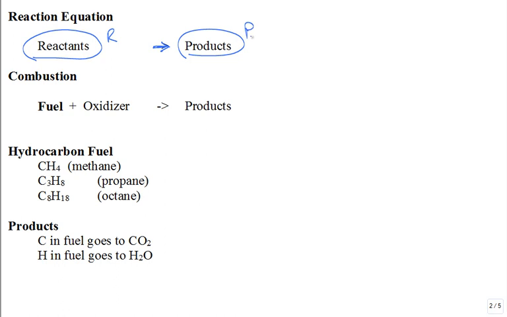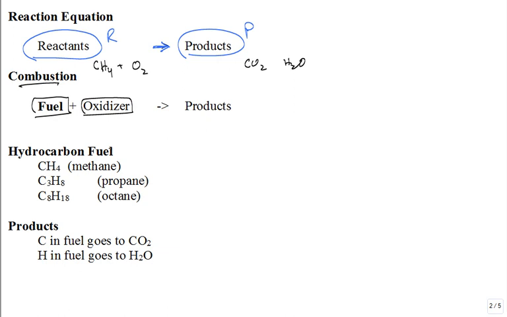And what are on the reactants? A lot of times our fuel, CH4 would be a good fuel, methane, and some oxygen. What would be the products? CO2 and H2O. So our combustion is our fuel plus oxidizer goes to products.